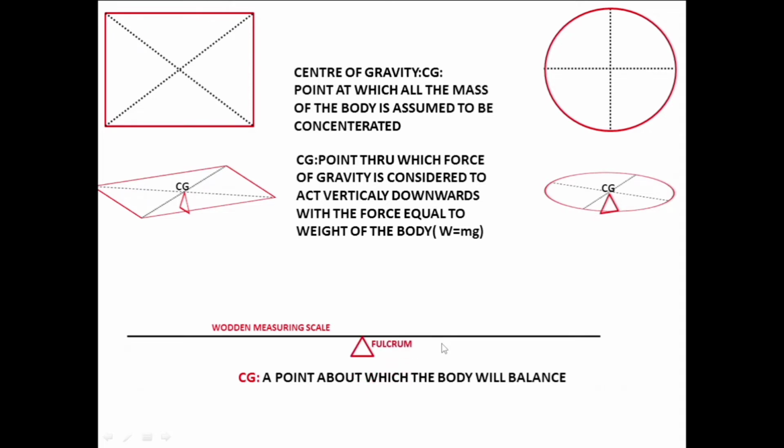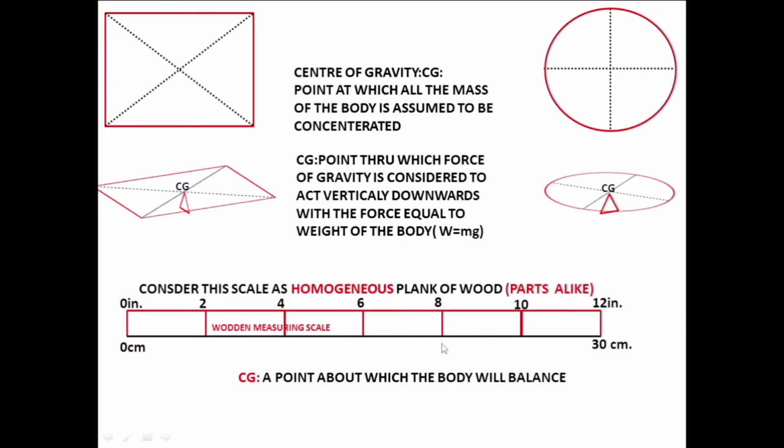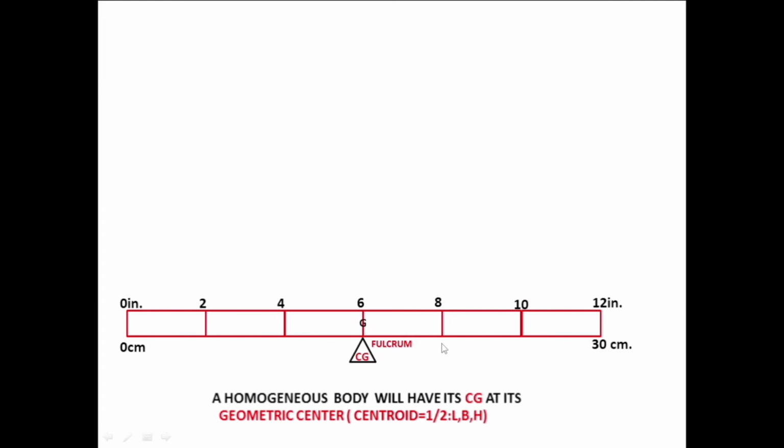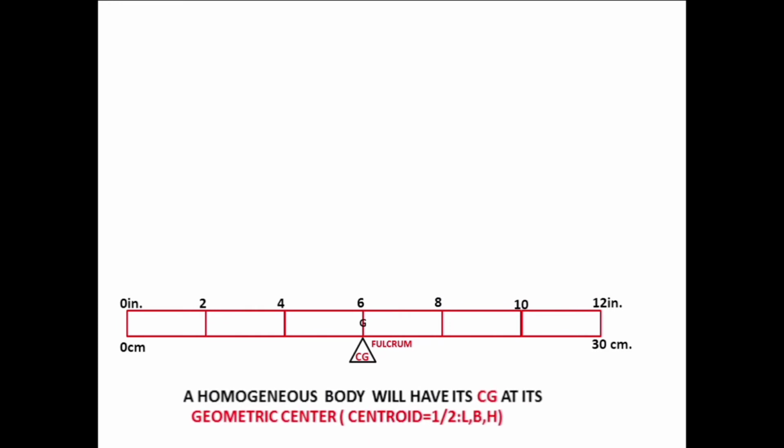Now, instead of this scale, let us just talk about a homogeneous plank. Now, this would balance somewhere right in the middle. That is what I talked to you about, balancing your scale there. So, for a homogeneous body, a homogeneous plank, the center of gravity is at the geometrical center. So that will be at half length, breadth, and height.